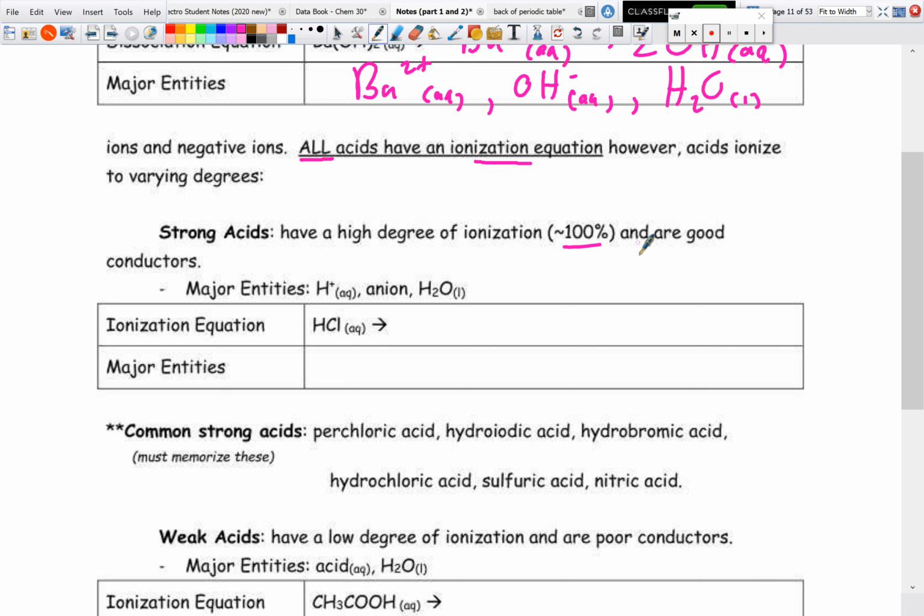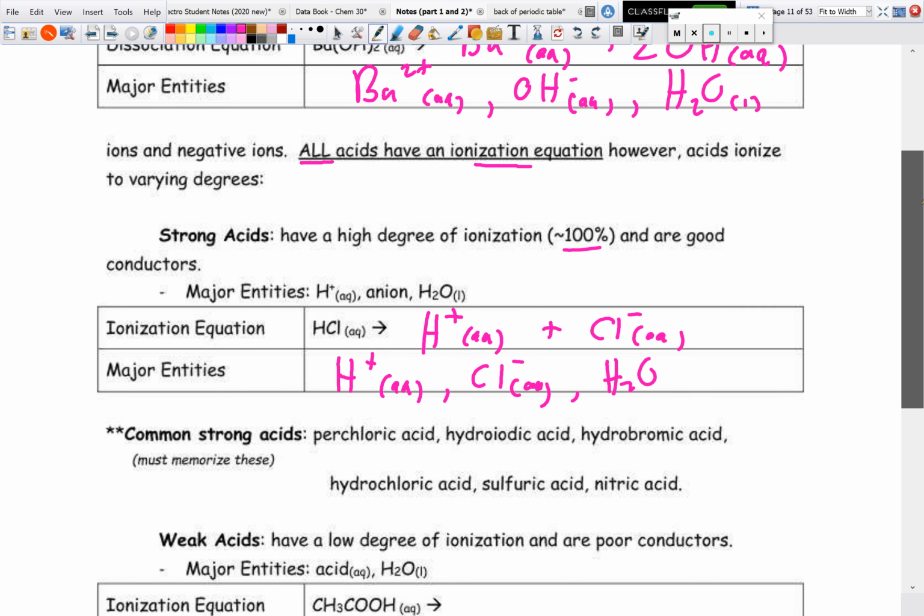So that means if it's an acid like HCl, it will ionize 100% into the hydrogen ion and the chloride ion. And of course, the major entities, because it ionizes close to 100%, that means it ionizes and it's all hydrogen ion, all chloride ion, and of course, water is present.